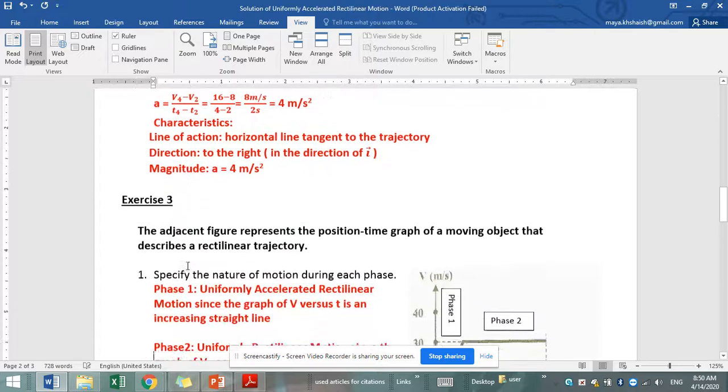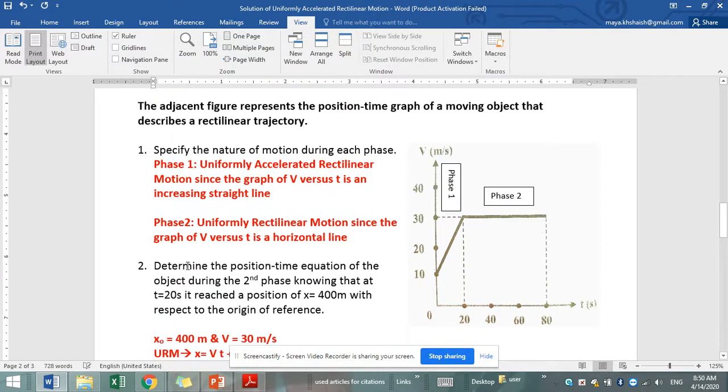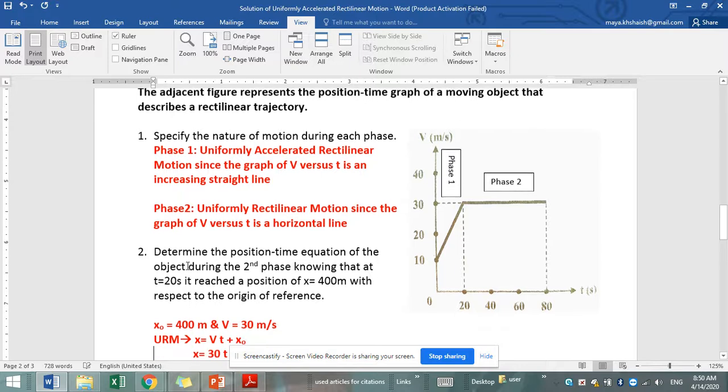Exercise 3. The adjacent figure represents the position time graph of a moving object that describes a rectilinear trajectory. Yani, this object is moving on a straight line. As you can see for V versus T, it is divided into two phases. Phase 1, in which the car was accelerating its speed, because V versus T is an increasing straight line. In the second phase, it remained moving at the same speed.